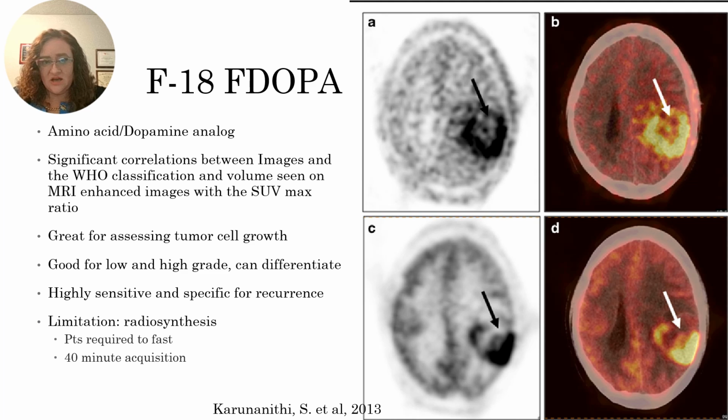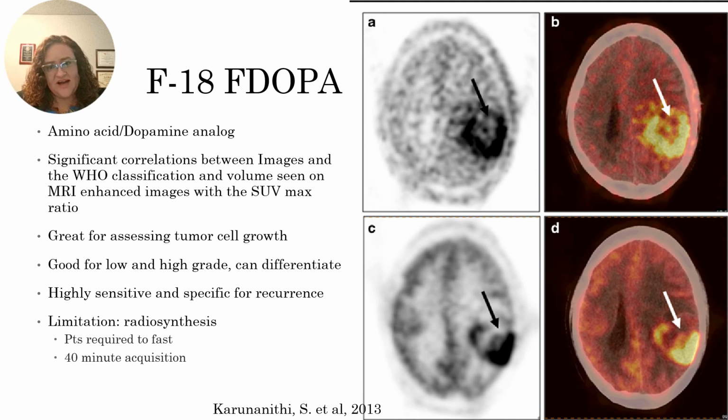But F-DOPA is very useful because it is an amino acid dopamine analog. There are significant correlations between the uptake with F-DOPA and the World Health Organization classification and the tumor volume that's seen on MRI enhanced images. And you can quantify it with an SUV max. So it's great for assessing tumor cell growth, and it's really good for differentiating between low and high grade gliomas. And then it is highly sensitive and specific for recurrence of glioblastoma, but there's limitations based on the radiosynthesis.